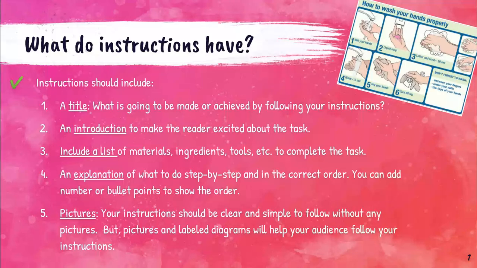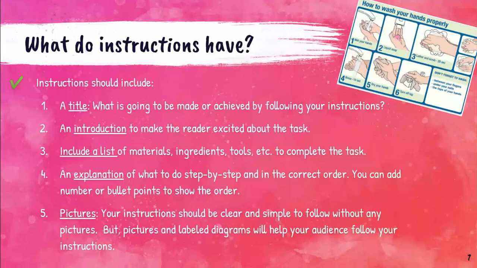The next thing, an explanation of what to do step by step in the correct order. You can add number or bullet points to show the order. And the numbering and bulleting is very important because it helps the reader follow along. If they're not numbered and the steps are not labeled, it makes it hard for a reader to follow sentence to sentence how to do the task.